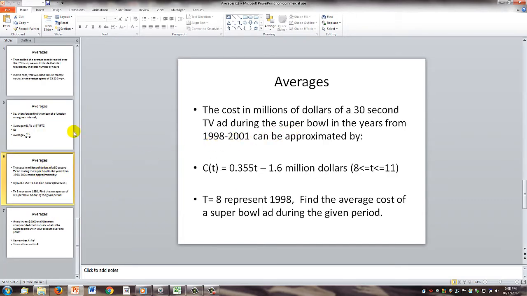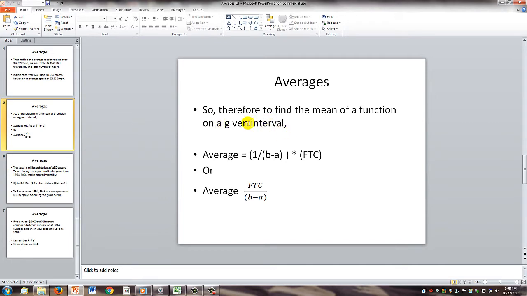So this is the formula that we're going to use to find the mean of a function on a given interval, or the average of a function. What you're going to do is calculate the FTC of the function and then divide it by b minus a, or 1 over b minus a times the FTC.